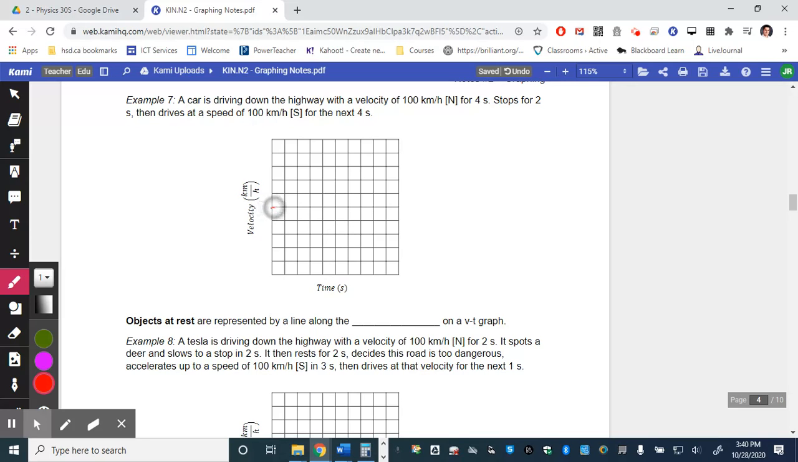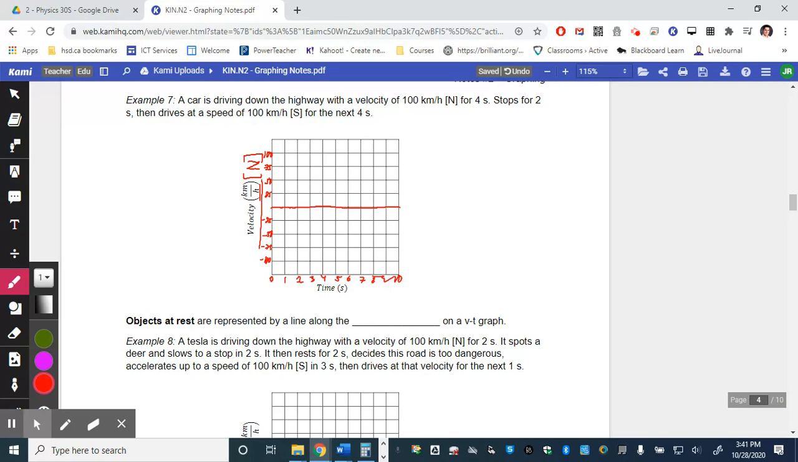This is neat. Draw a straight line down the middle because we're going to go on both sides of this line. This is kilometers an hour. Let's make sure we specify that positive is north. Let's go 25, 50, 75, 100 kilometers an hour north, and minus 25, minus 50, minus 75, minus 100 kilometers an hour. That would be south because negative north is south. And our time is pretty straightforward: 0, 1, 2, 3, 4, 5, 6, 7, 8, 9, 10.